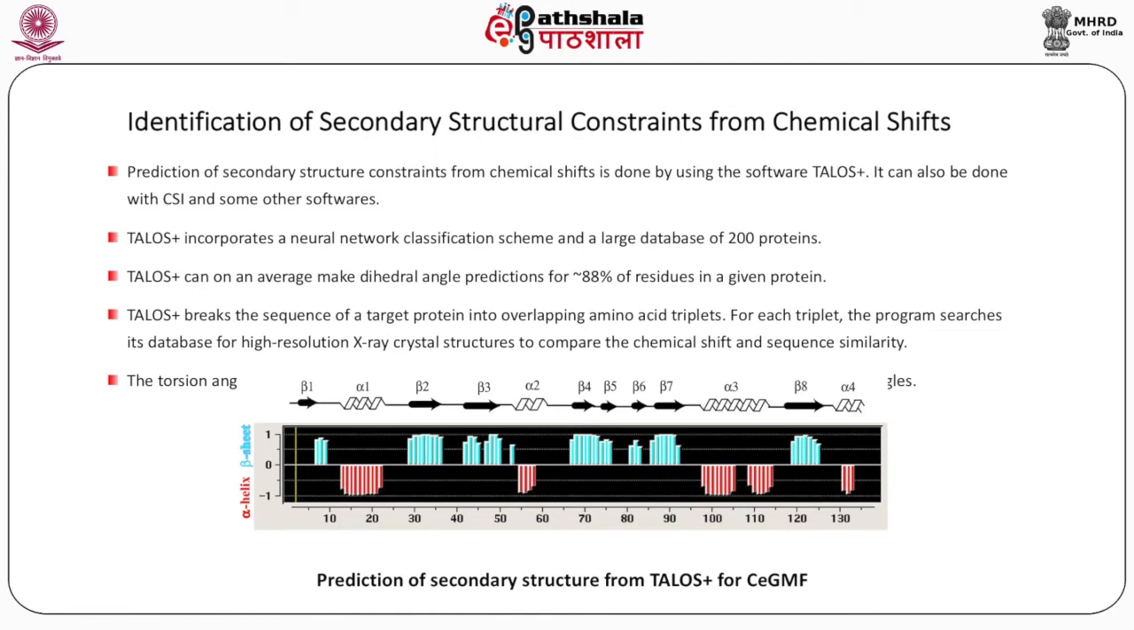TALOS+ breaks the sequence of a target protein into overlapping amino acid triplets. For each triplet, the program searches its database for high-resolution X-ray crystal structures to compare the chemical shift and sequence similarity. The torsion angles for the central residue from the best 10 matches are chosen as the predicted torsion angles.